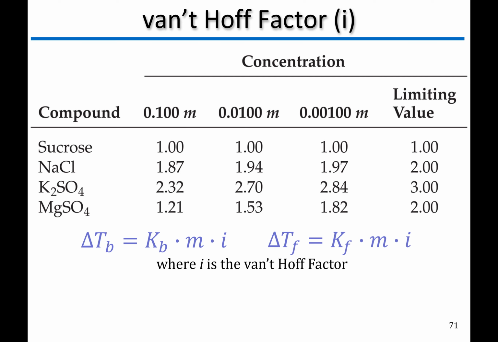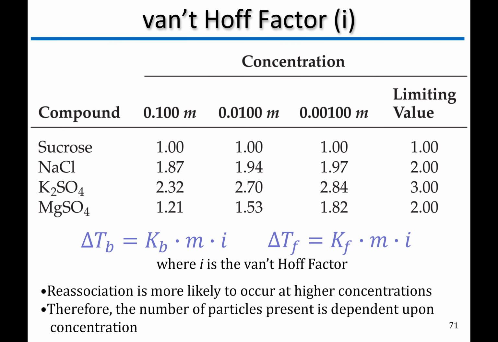So now your equations for delta T_b and delta T_f: for delta T_b, you have Kb times m times i, and you have delta T_f is equal to Kf times m times i. So you just have to add in one more factor.